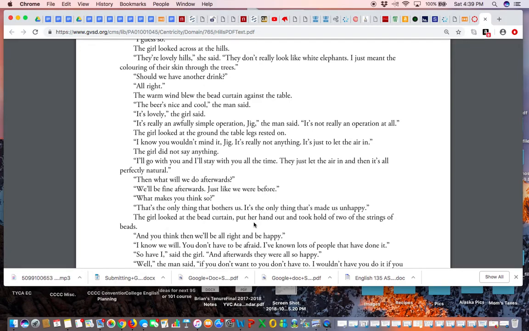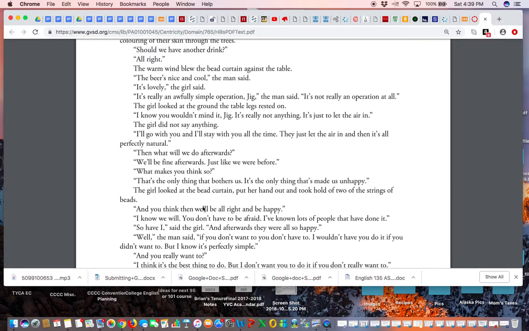The girl again disengages. She looks at the bead curtain, puts her hands out, took a hold of two of the strings of beads, and then you think we'll be all right and be happy.